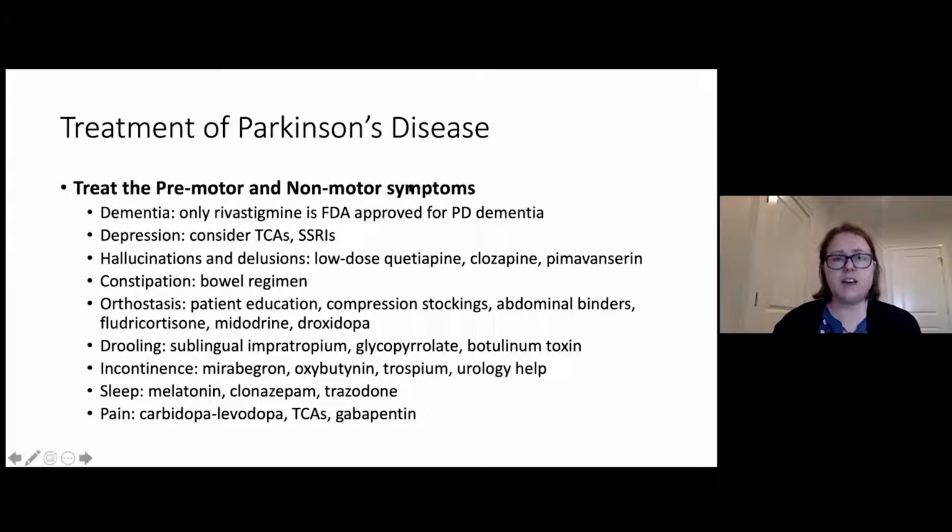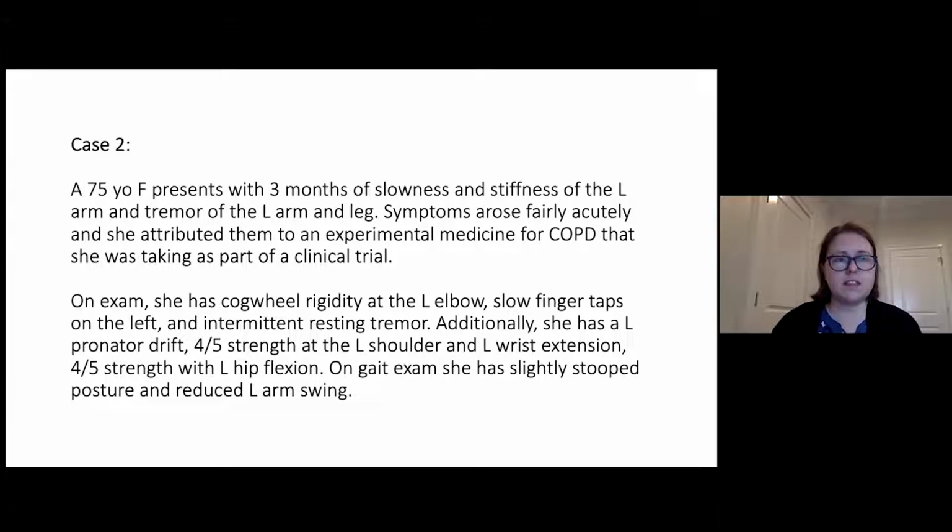I've listed here a laundry list of some treatments for the various premotor and non-motor symptoms. Again, I'm not going to read this out loud, but I have included it for your reference and as a reminder that you should treat these things. So that brings us to case 2.